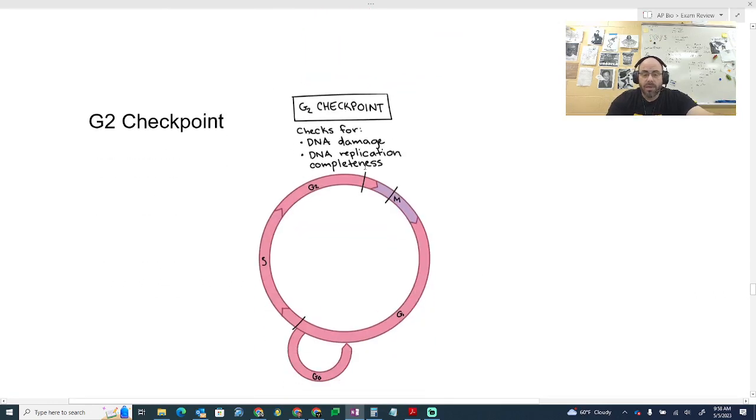G2 checkpoint, we're getting ready to divide the cell. Do we have everything we need? Is the DNA damaged? Is the DNA replication process complete? Do we have enough bits to make two cells? All that is going to be important.